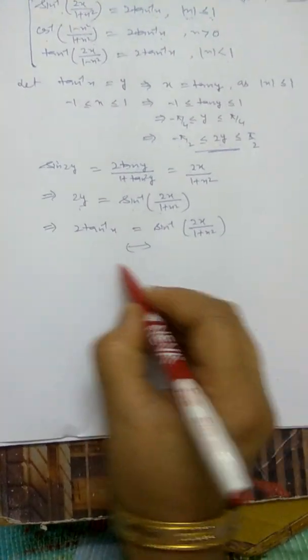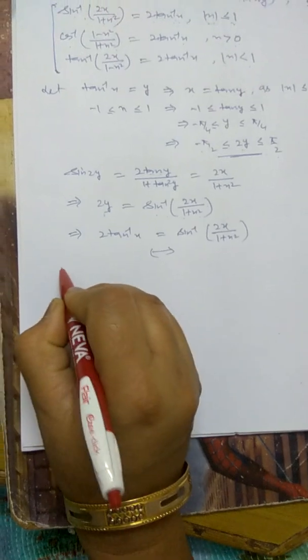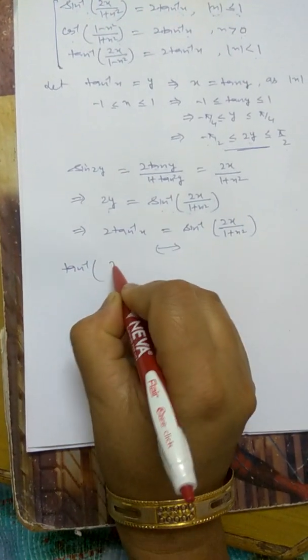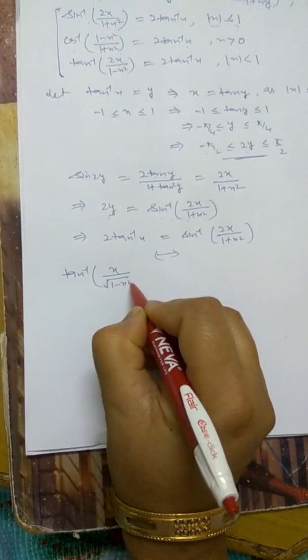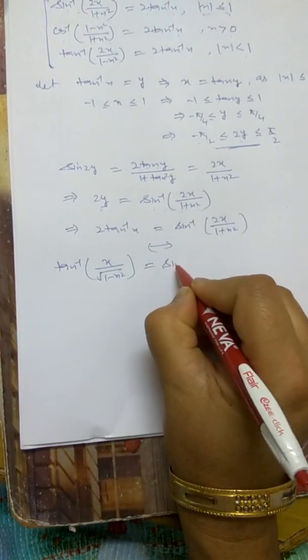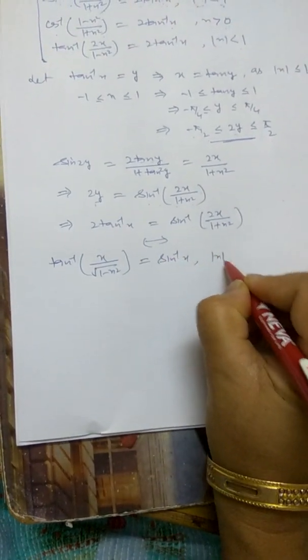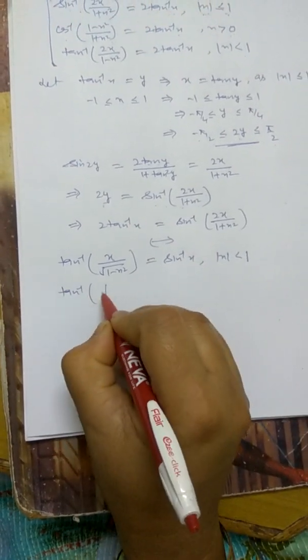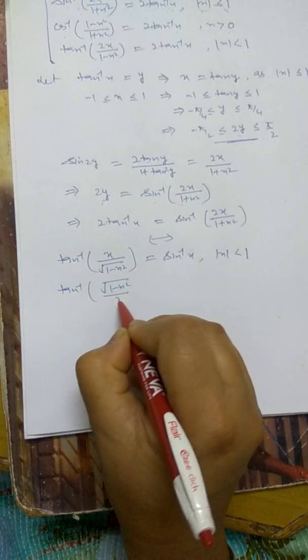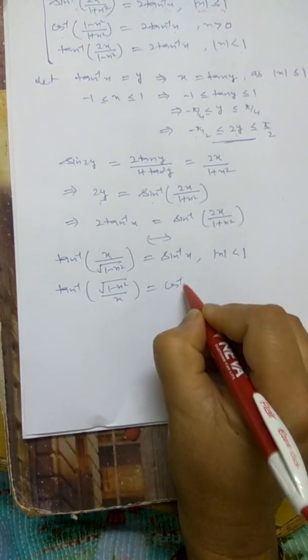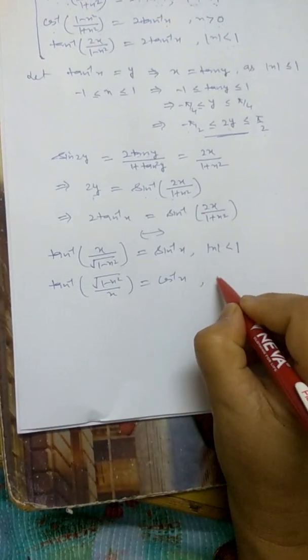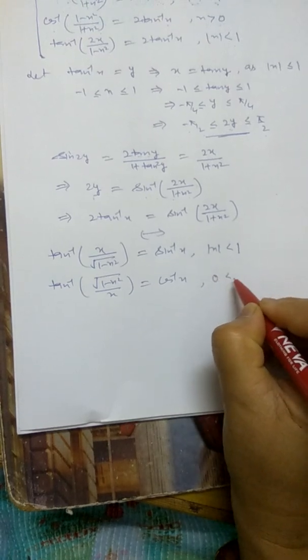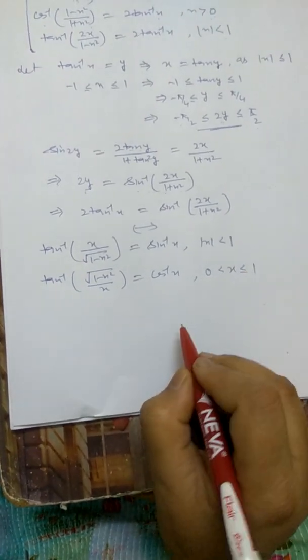The next one is tangent inverse of x upon root of (1 minus x square) is equal to sine inverse x, where mod of x is less than 1, and tangent inverse of root of (1 minus x square) upon x is equal to cos inverse x, where x is greater than 0 and less than or equal to 1.